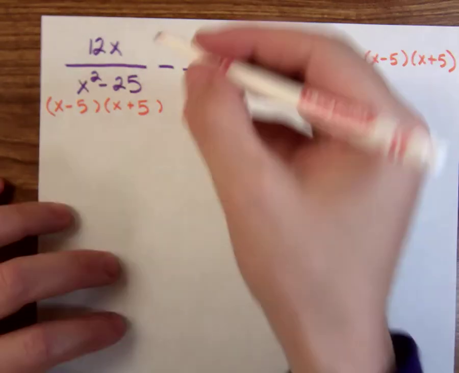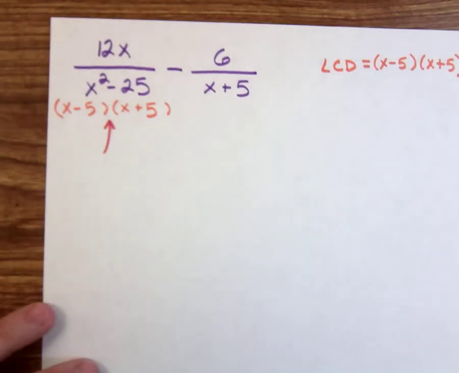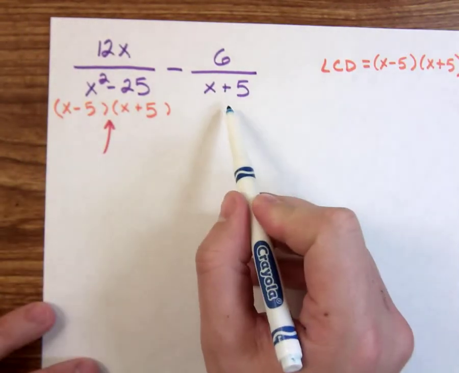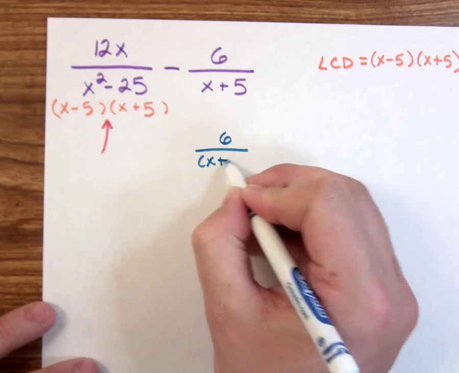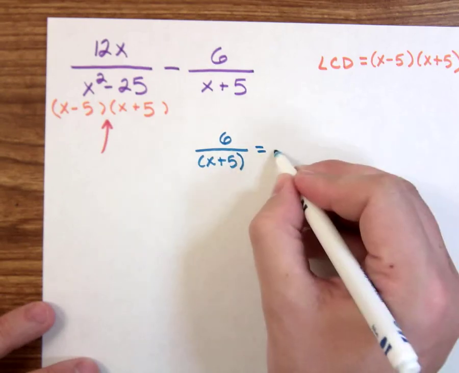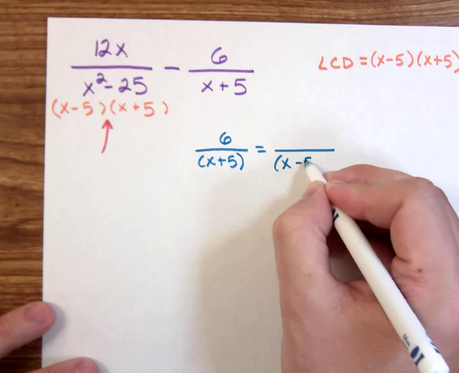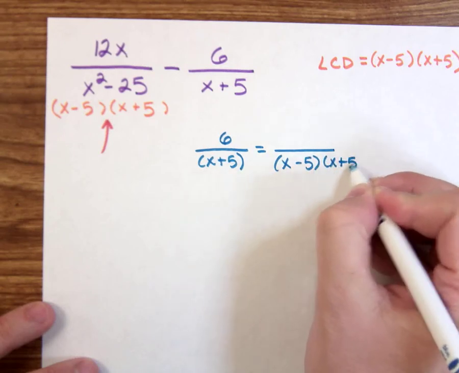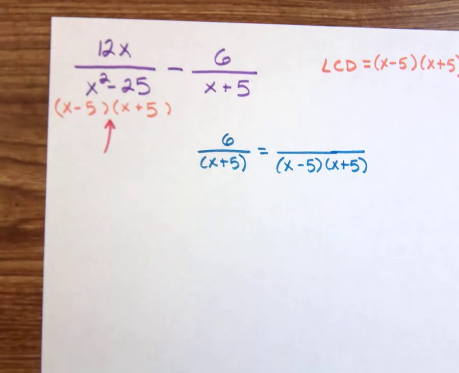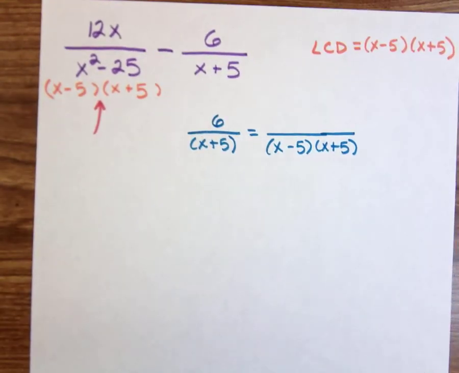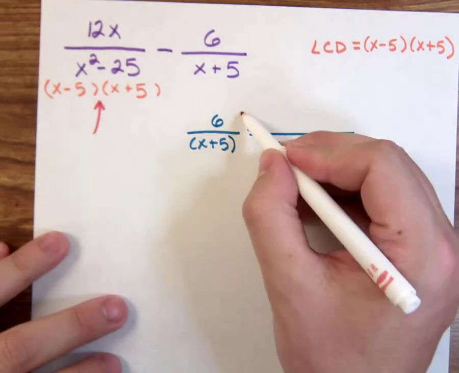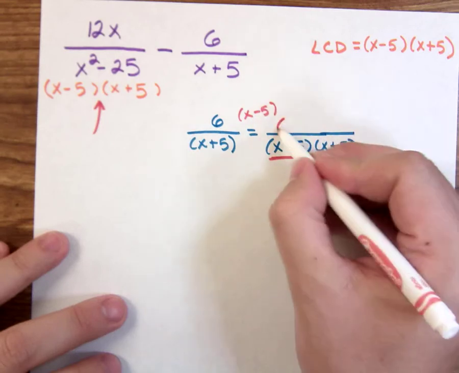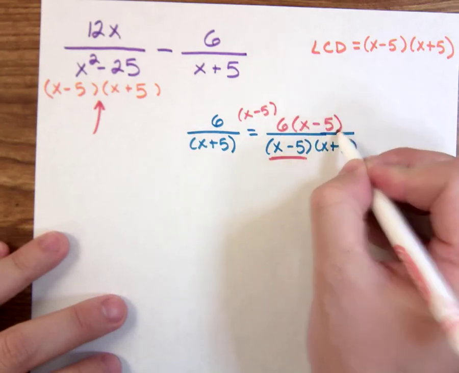Well, good news. This one already has it. So that one, I don't have to change at all. This one, on the other hand, has to be changed. I have 6 over x plus 5. I need it to have a denominator of x minus 5, x plus 5. So what do I need to multiply by? x minus 5. This is the thing that I multiply by on the bottom, so it's the thing I'm going to multiply by on the top. 6 times x minus 5.